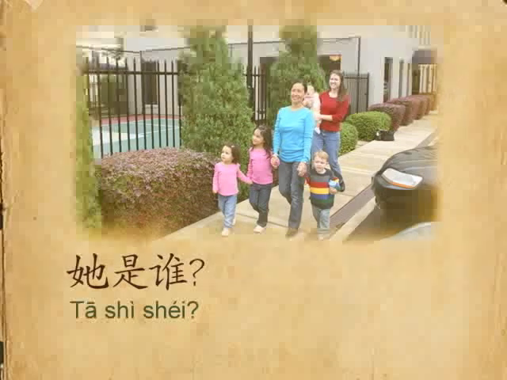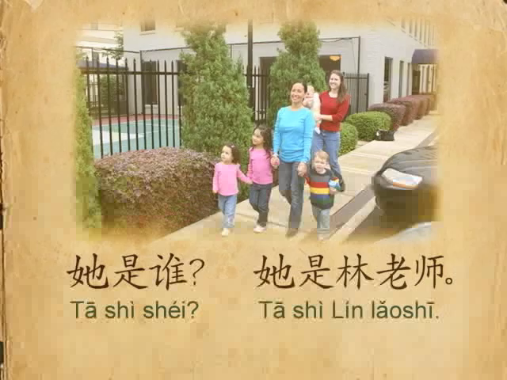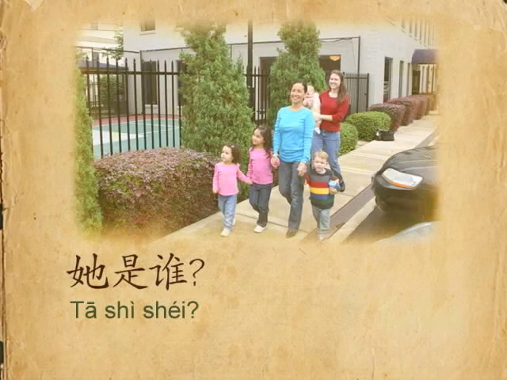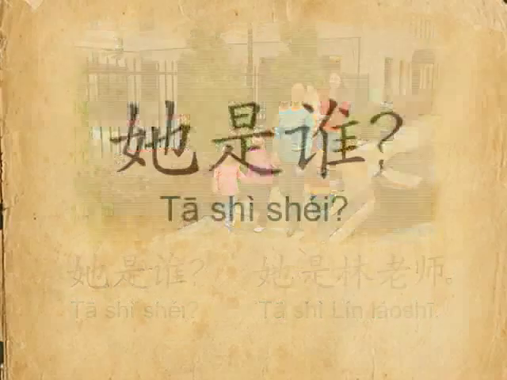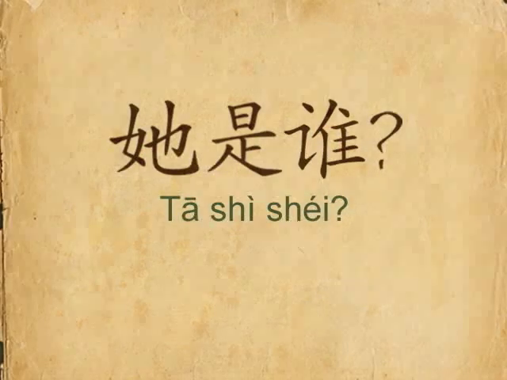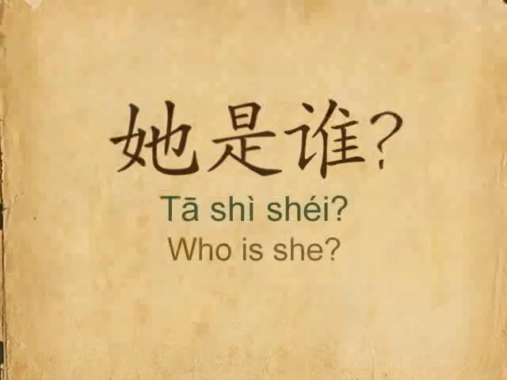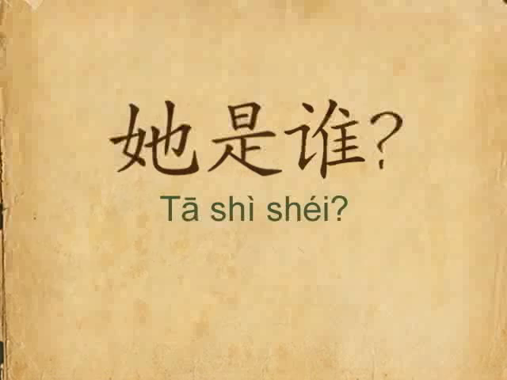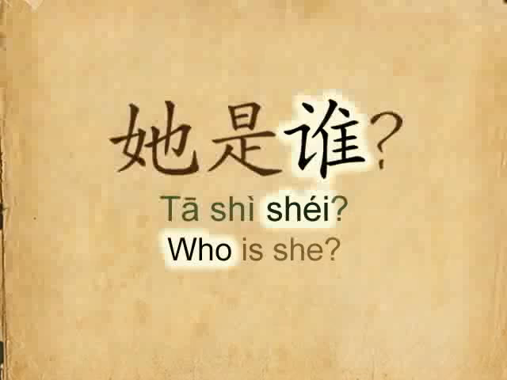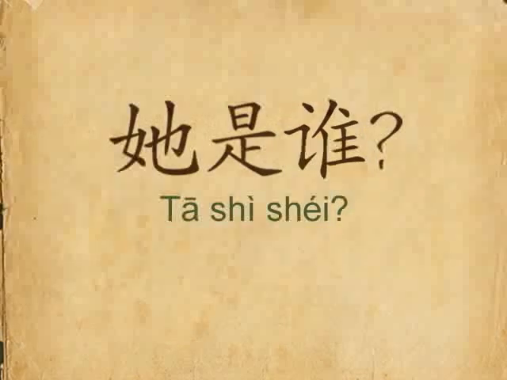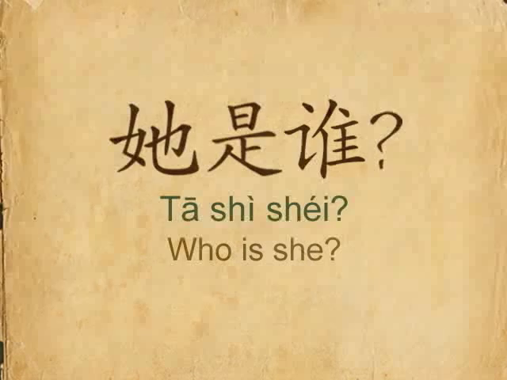她是谁？她是林老师。I'll say it again. 她是谁？她是林老师。What do you think 她是谁 means? 她是谁 means who is she? Today's first sentence is 她是谁? Who is she? 谁 means who? 她是谁? Who is she? It's a sentence you can use to identify someone.